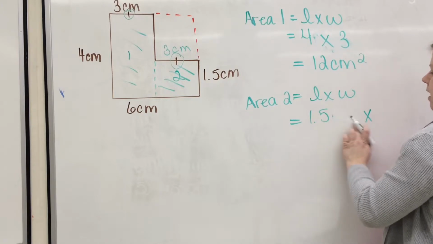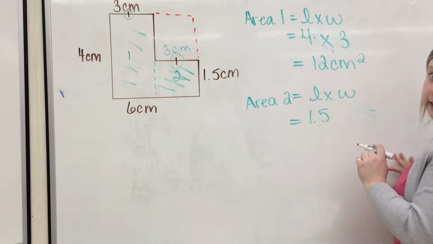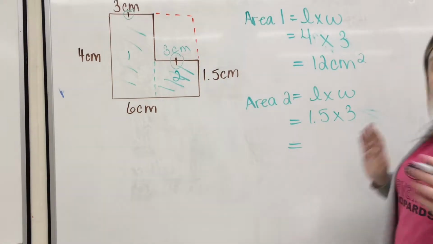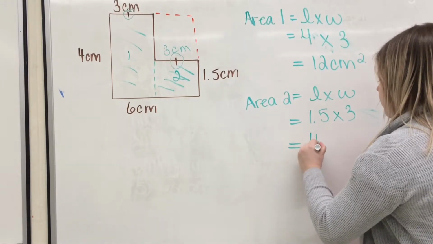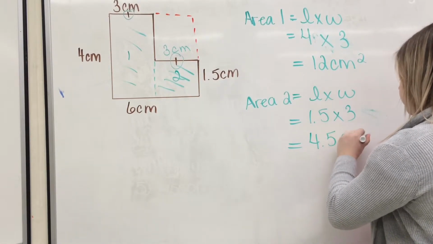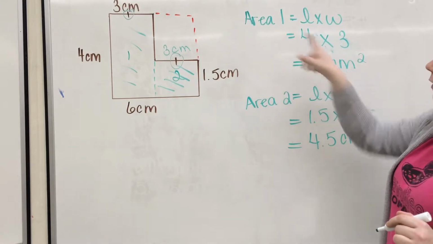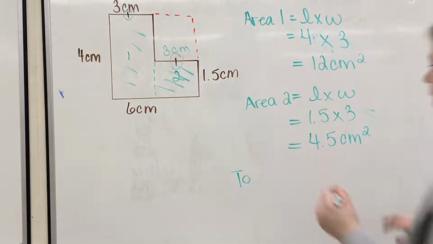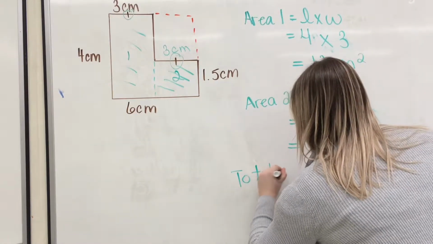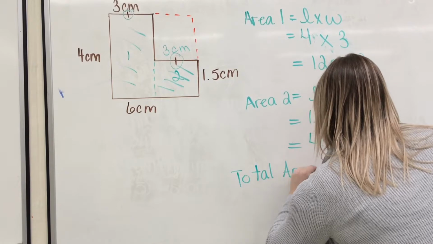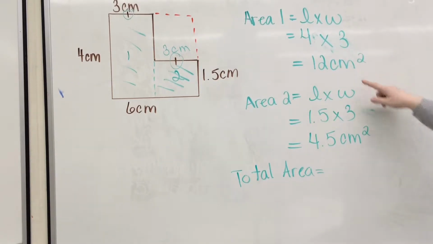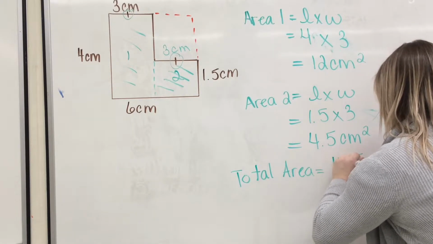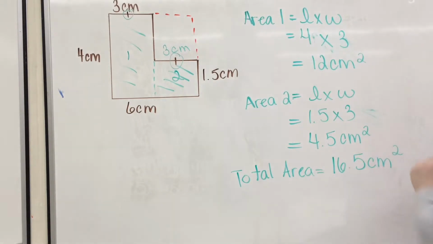Again, I don't need to write this. Apparently I really want to write my dimensions today. What the heck? Okay, multiplied by 3 is equal to, so 1.5 multiplied by 3 is 4.5 centimeters squared. And I'm going to add these two together to get my whole shape area. So I'm going to write that my total area equals 12 plus 4 is 16 plus 0.5 is 16.5 centimeters squared, right?